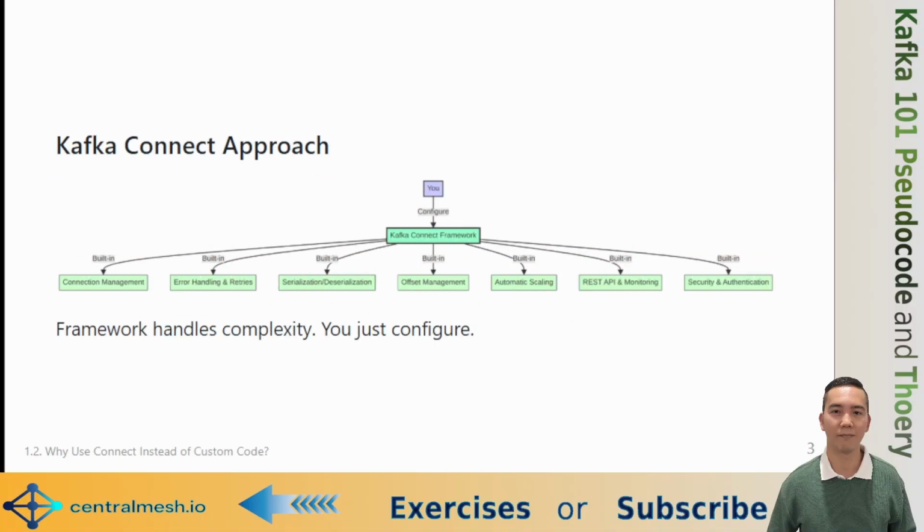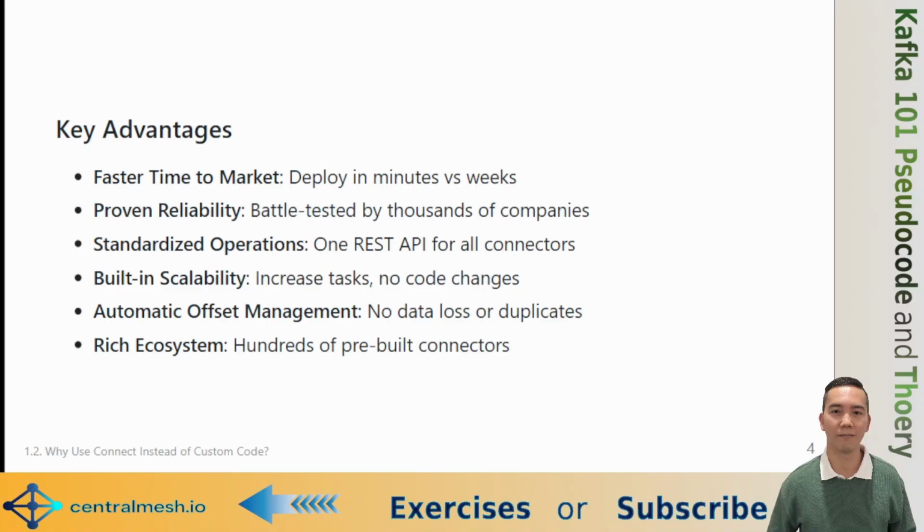With Kafka Connect, all of these concerns are handled by the framework. You just configure a connector and Connect takes care of the rest. Notice the difference: you focus on configuration and Connect handles the complexity. This dramatically reduces development time and eliminates entire categories of bugs. Let's break down the specific advantages of using Kafka Connect.